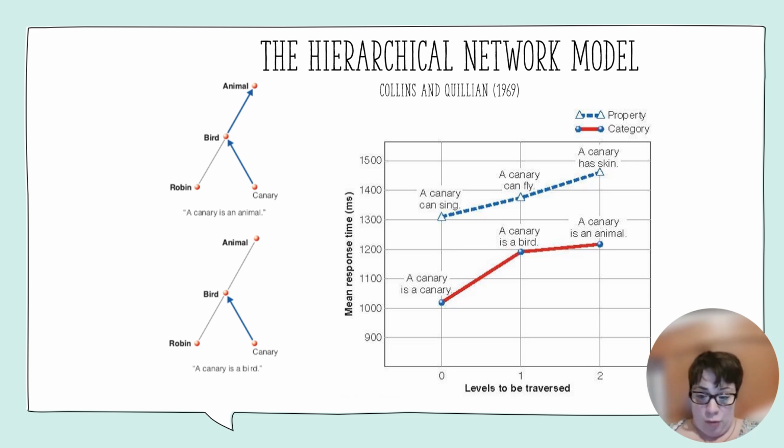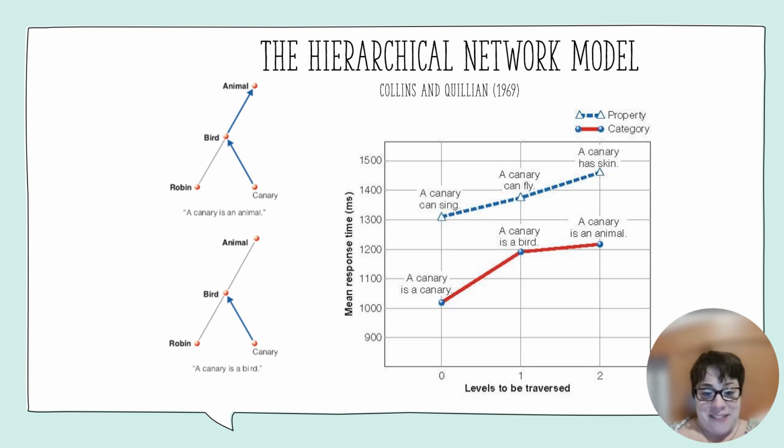Similarly, we can also see that with properties. If I were to ask you if a canary can sing, you can't actually see it in this picture, but next to the canary node are the properties is yellow and can sing. So you don't actually have to travel to a different node to answer that as being true. But for the statement a canary can fly, you would have to travel to the bird node, which also has the properties has wings and can fly. So that would be traveling up one level.